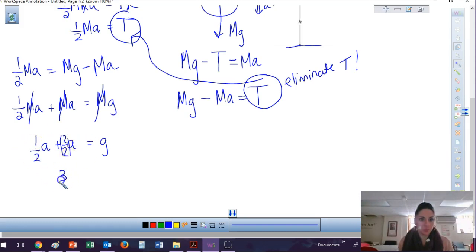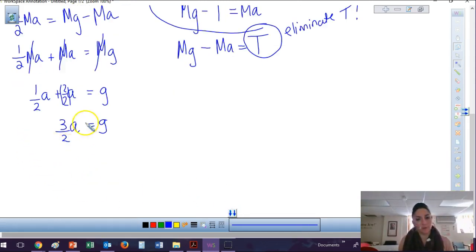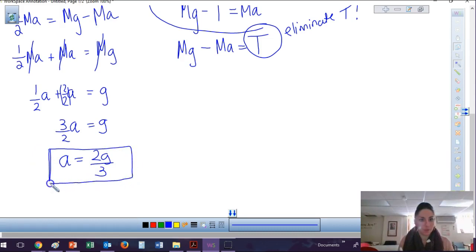So I'm going to put 2 over 2 for 1 here, so I can add them up. So that gives me 3 halves a equals g, but I'm solving for a, not g, so I'm going to go ahead and move this over. So the acceleration of this is going to be 2/3 g. And that is the final and correct answer.